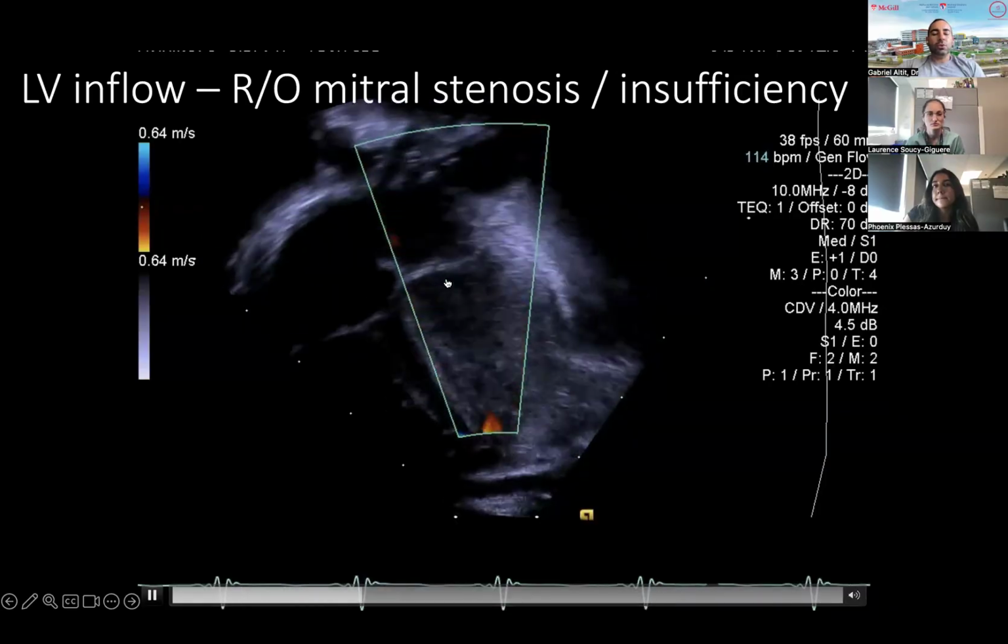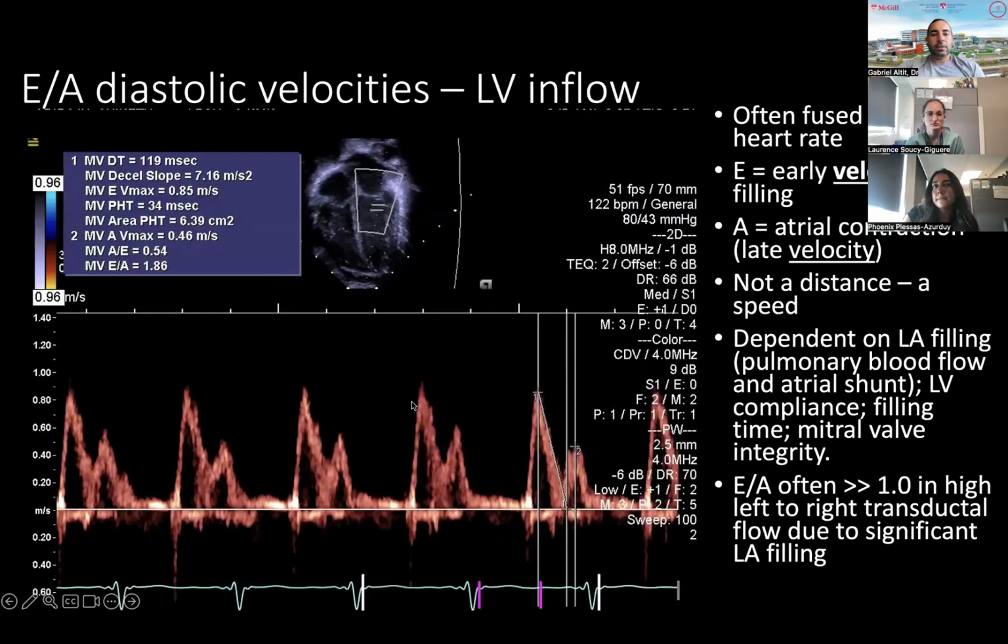We also use this view to evaluate the inflow velocities. So here, this is an example. It's a pulse wave Doppler. So we're going to get the instantaneous velocities of the inflow from the mitral valve. So we get the E, or early velocity, and the A, which is the active or atrial contraction, or the late velocity. It's not a distance, it's a speed.